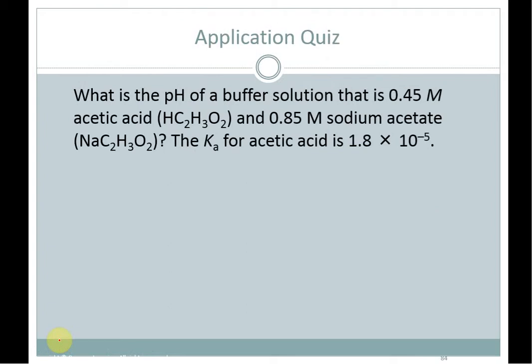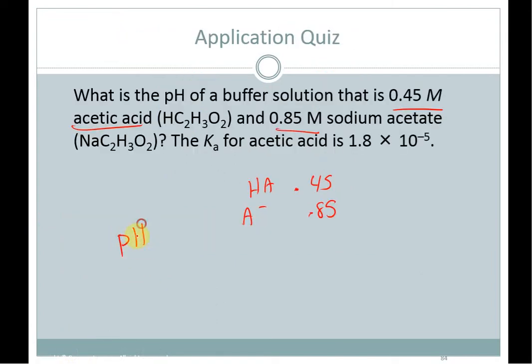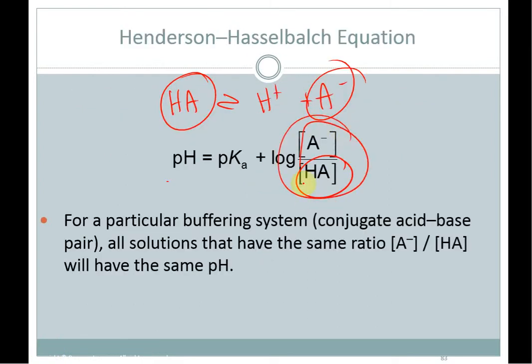So what is the pH of a buffer solution that is 0.45 acetic acid and 0.85 sodium acetate? Well, we have our HA of 0.45. We have our A minus, that acetate, of 0.85. And so we can go back and plug this into this equation. So our pH is equal to the pKa plus the log of A minus over our HA. And that's because this is how it would be written in our K equation anyway.